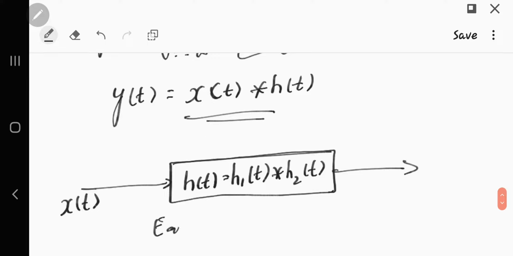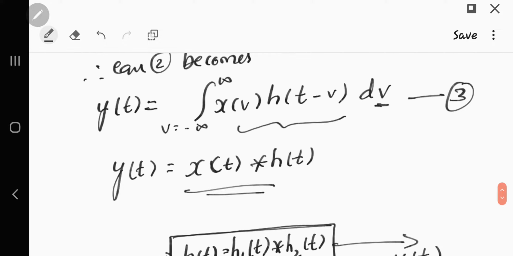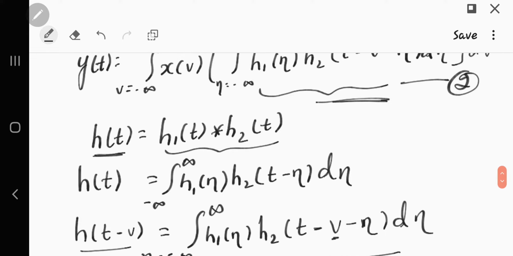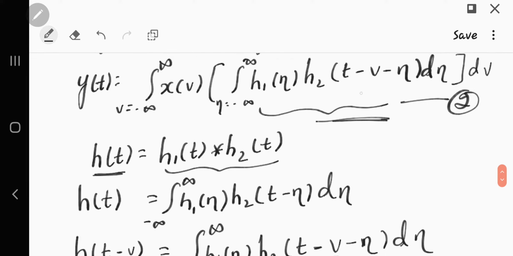So this is the equivalent system. Now how did we get here? If you come to this point, it says the inner integral possesses the integration of the convolution, that is h1 of t and h2 of t. If you convolve these two, only then do we get this.